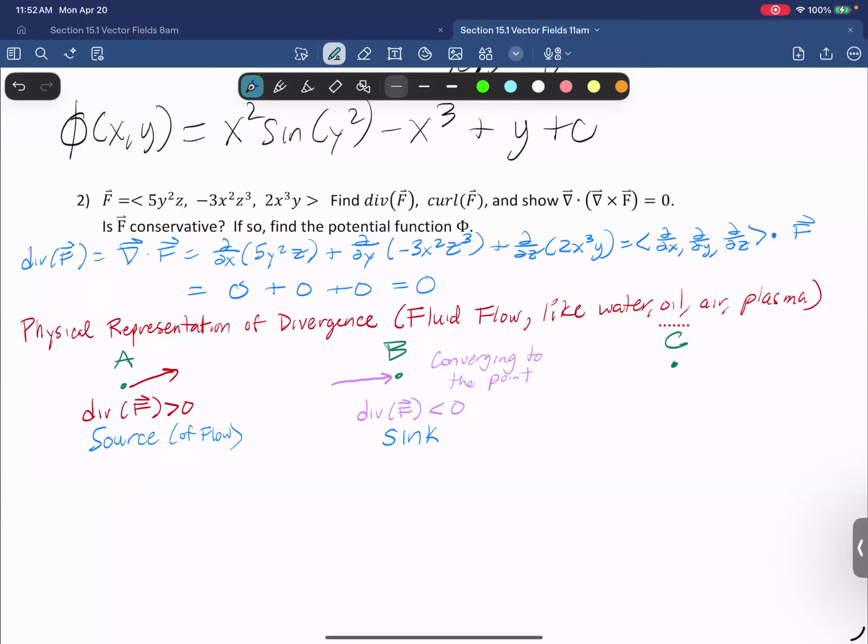Our final scenario is when div f equals 0. That could mean no flow at all in any direction, but that usually isn't the case when you're talking about fluid flow. That's just stagnant water and completely uninteresting. You're not doing vector field work on a pool of water that isn't moving. So this tends to be when the same amount of water that's going in is the same amount of water that's coming out.